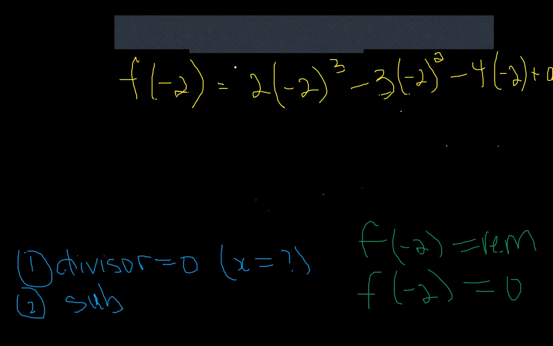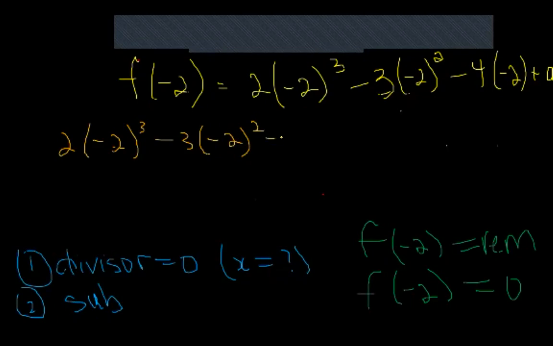Therefore, this whole thing, 2 times minus 2 cubed minus 3 times minus 2 squared minus 4 times minus 2 plus a, that whole thing is going to be equal to 0. From there, I can solve my value of a.